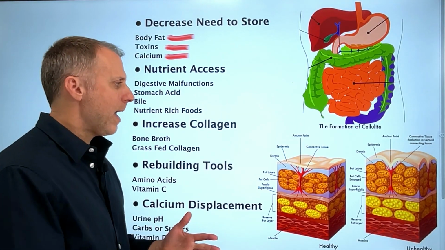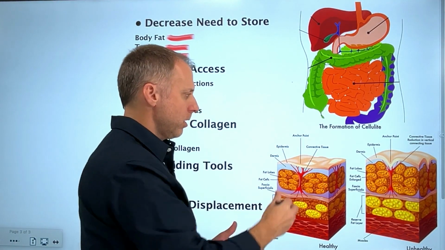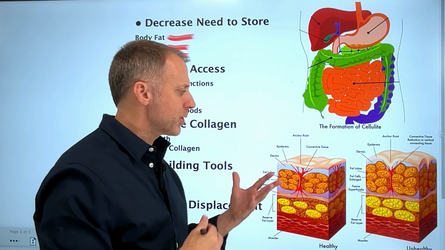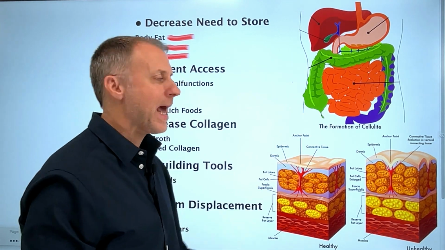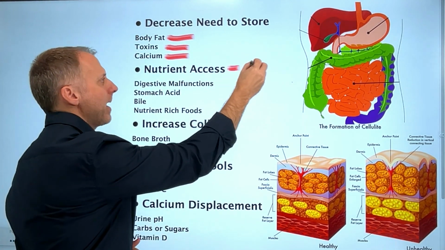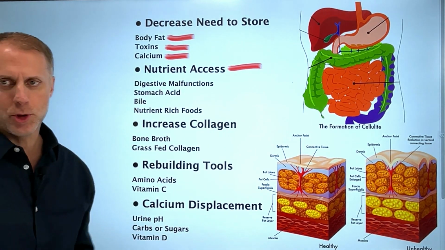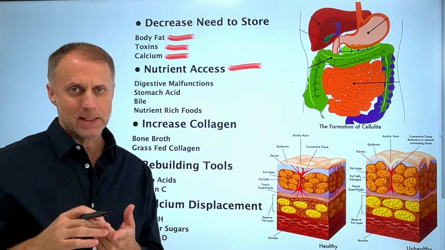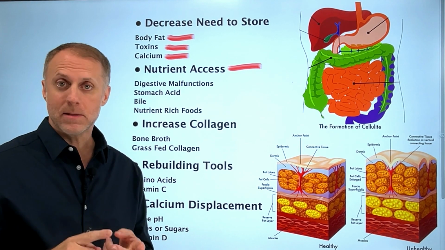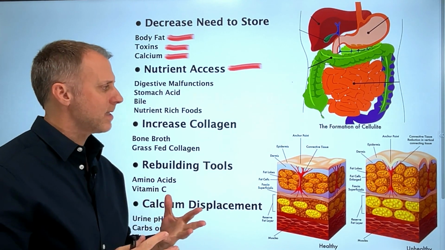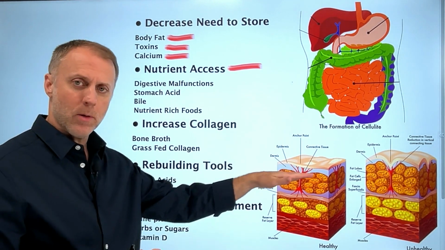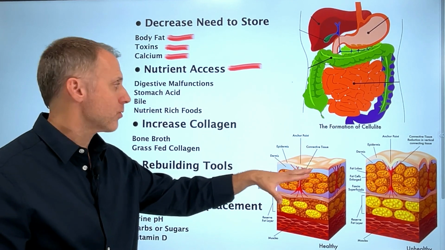Now, when we're looking at why isn't this skin strong enough, why aren't these connective tissues strong enough to hold everything flat, we need to start looking at the body's ability to access nutrients. Nutrients like building blocks, like amino acids and vitamins and minerals, all those things that the body needs to rebuild and strengthen these structures.